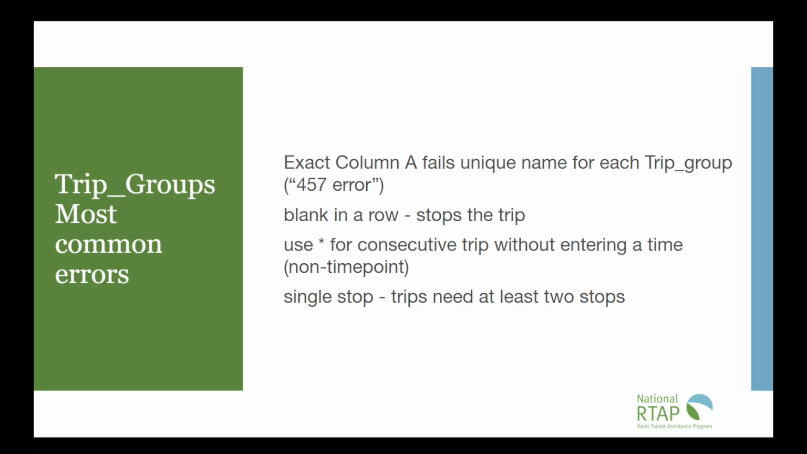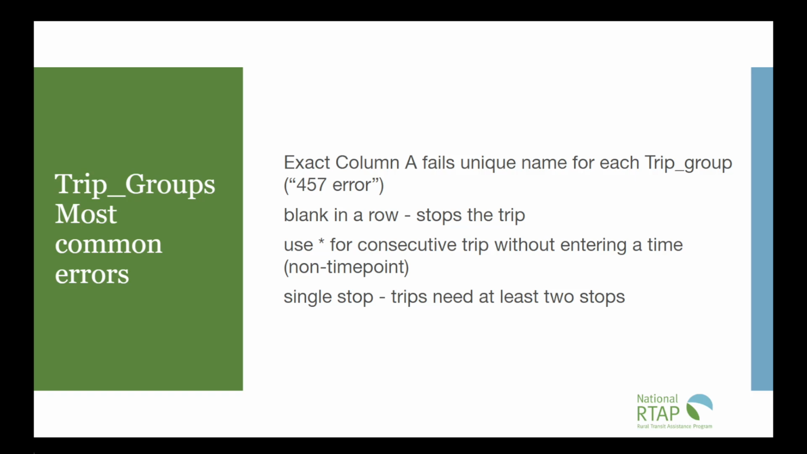Common trip group errors include when we duplicate the trip group name, we cause a 457, which is a fancy name for a duplicate. We need the unique name for each trip group, found in column A. Were you to put a blank row innocently into the timetable, that stops the trip. When we don't know the time, or it's a non-time point in our timetable, we use an asterisk or a star to hold the trip together rather than using a blank.